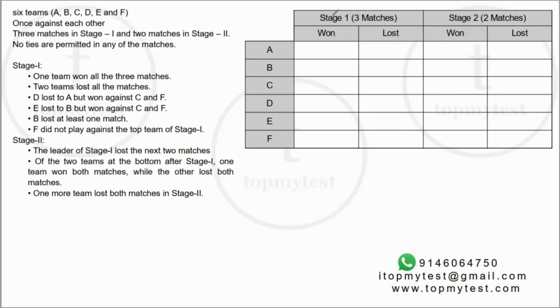Okay, so let's create a simple table. I've done this. So stage 1 has 3 matches, stage 2 has 2 matches. We have to figure out who won and lost. All right, stage 1, okay, let's try this. One team won all the 3 matches, so there is one team which has 3 wins and 0 losses. 2 teams lost all their matches, so there are 2 teams which have 0 wins and 3 losses.